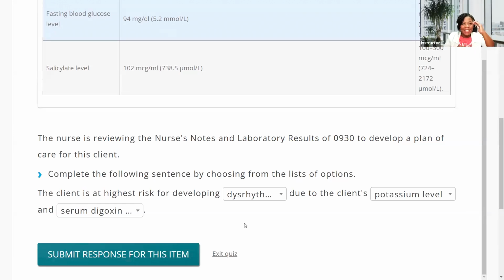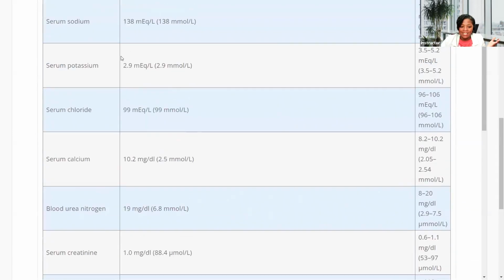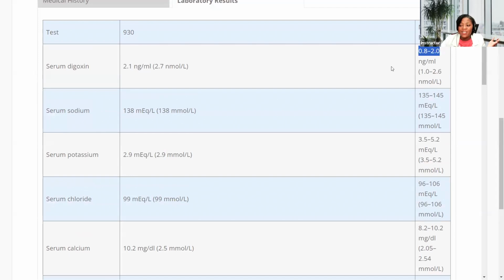So we know the range is 0.8 to 2. I don't want you to forget that. But when a patient starts to go above 2, just like the patient did in this case, she's 2.1, even that little bit creeping up can cause the patient to have the symptoms she's displaying in this assessment. So when potassium is low, think about a seesaw. When the seesaw is low, what's high? The digoxin. So when potassium is low, digoxin is high, and that puts your patient at risk for toxicity.